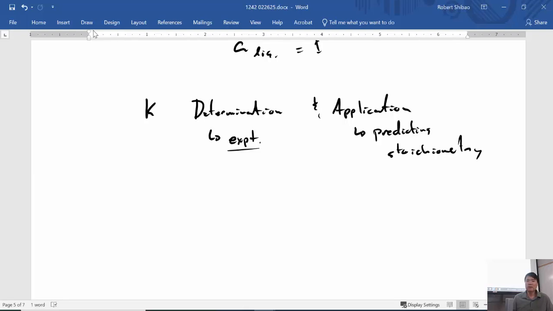Now, experiment is a lot of work. Are there other ways of determining K without doing a lot of work? And it turns out, yeah, there are other ways of determining K.